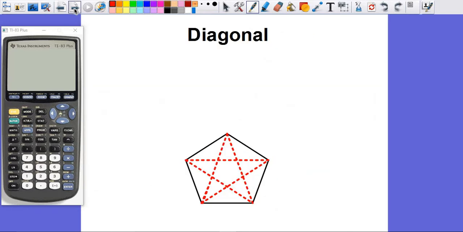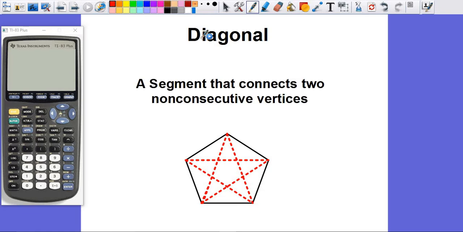So let's talk about diagonals. Diagonals are segments that connect 2 non-consecutive vertices. So if I'm starting at this vertice and I travel down to this vertice, those are 2 non-consecutive vertices. What that means is they're not right beside each other. So an example of a consecutive vertice would be going from this one to this one. That right there would not be considered a diagonal because they are consecutive vertices. That would be a side of the figure, okay? So that's the difference between a side and the diagonals.